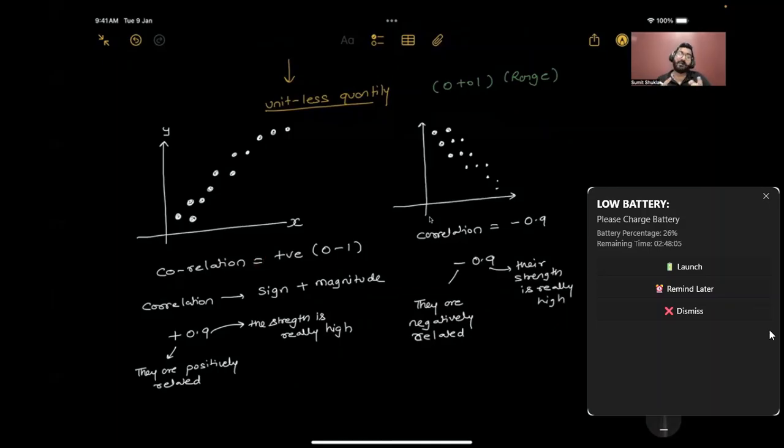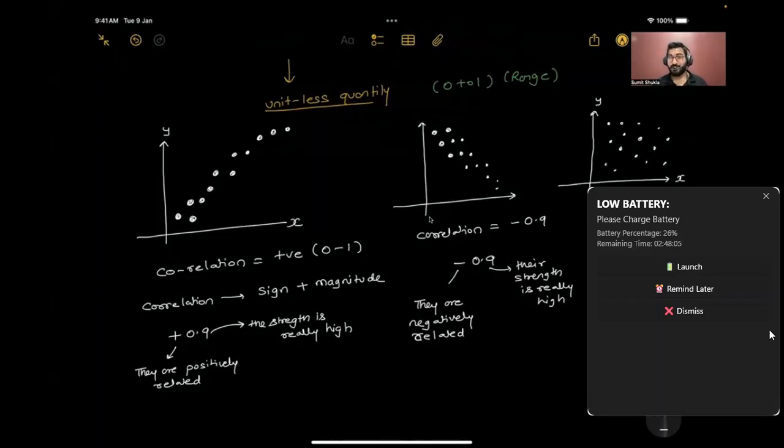So the relationship is negative. As you increase x, y is decreasing. But that strength of the relationship is also really high. That is defined by this number 0.9. And if now we have a case like this, in this case you will get a correlation value close to 0. This means no relationship. So this is the advantage.